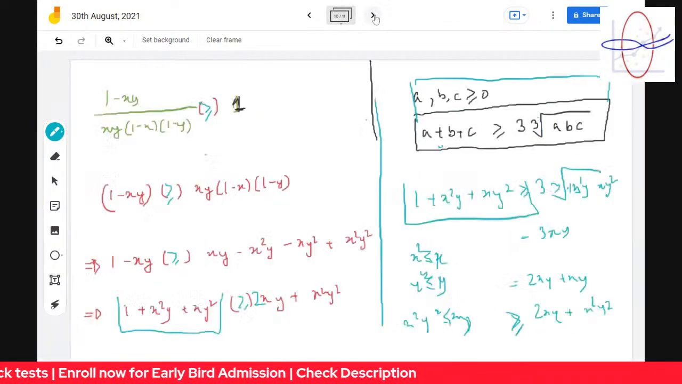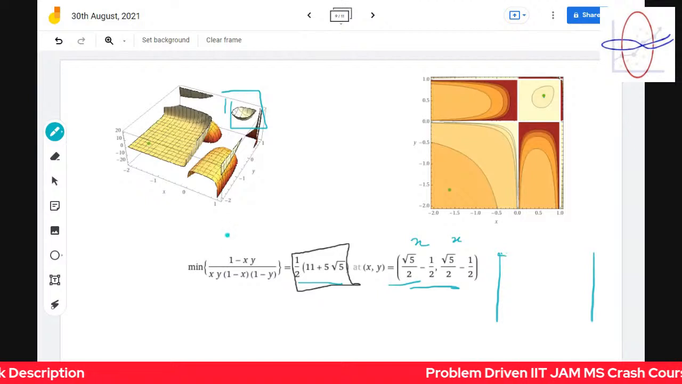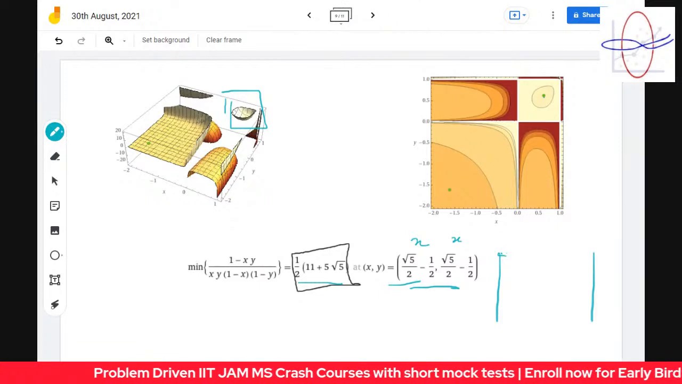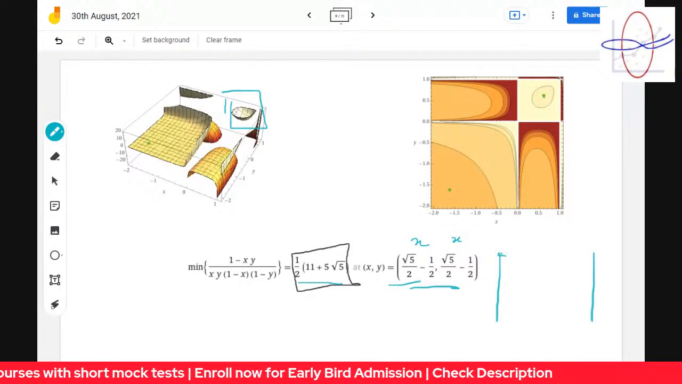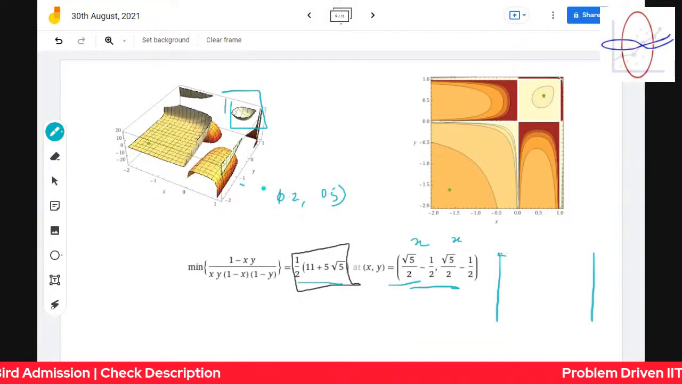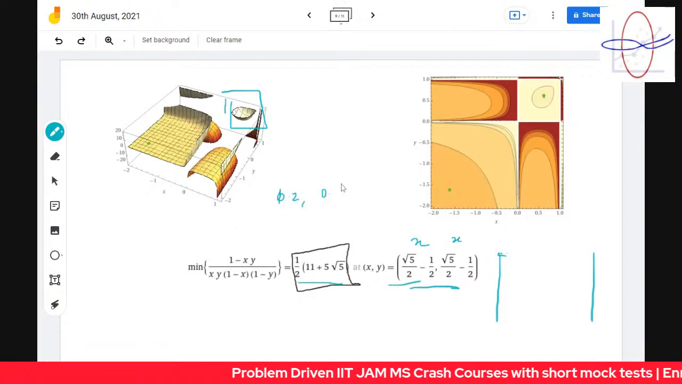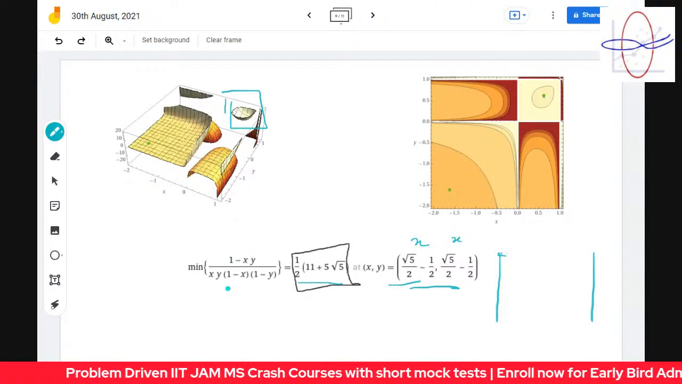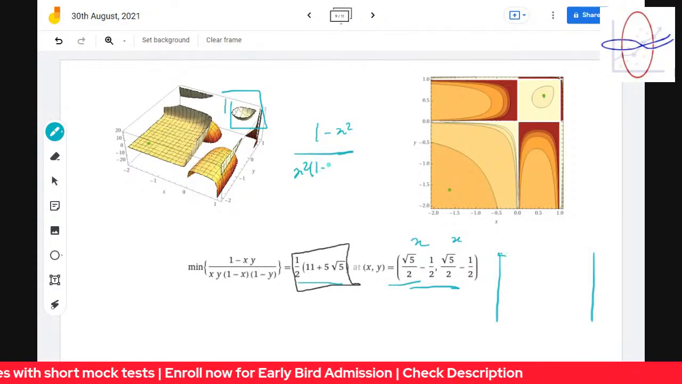So why is that so? Because this is a symmetric function in x and y. This is high-level mathematical stuff, so you may need some time to understand it, but this function is symmetric in x and y, so the minimum must occur at x comma x. Because if it occurs at some x comma y, then it must also occur at y comma x, because it's symmetric. If it occurs at 0.2 comma 0.5, it must also occur at 0.5 comma 0.2. But we know it has a unique minima. Given that, it must have its minima at x comma x, and it turns out to be x squared and 1 minus x whole squared.